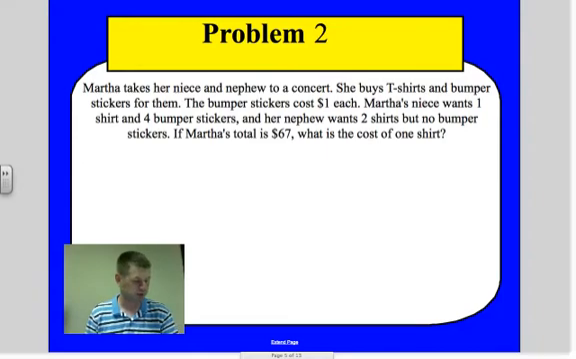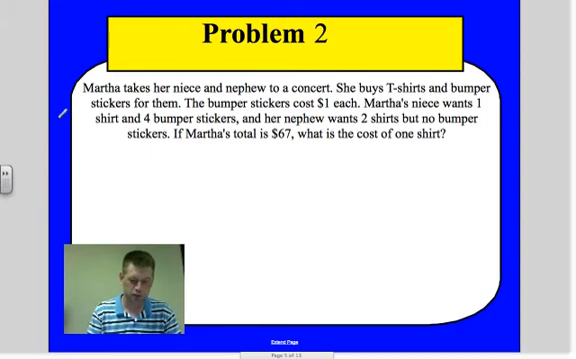Okay, problem number 2 is: Martha takes her niece and her nephew to a concert. She buys t-shirts and bumper stickers for them. The bumper stickers cost $1 each. Martha's niece wants 1 shirt and 4 bumper stickers. Her nephew wants 2 shirts but no bumper stickers. If Martha's total, so when she gets done paying, is $67, how much did one of those shirts cost? How much was it per shirt, essentially, is what we're asking.